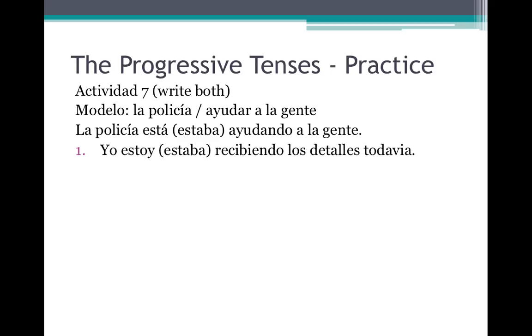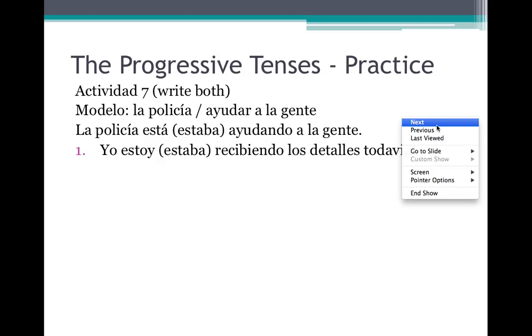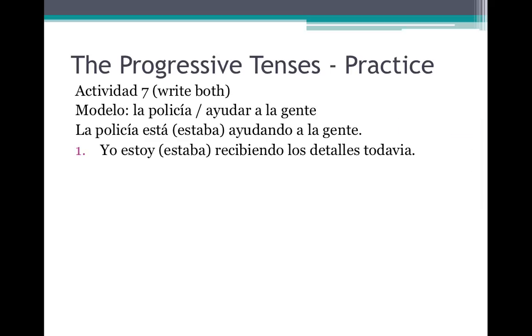Okay? There's actividad número 1. Yep, you may do this on your iPad.